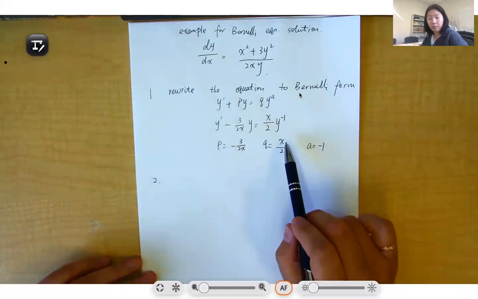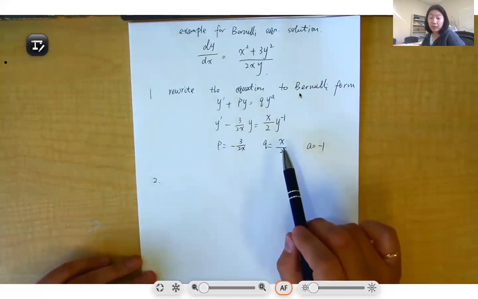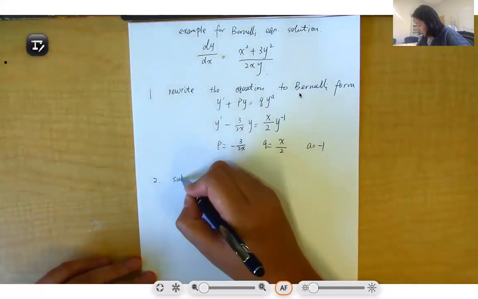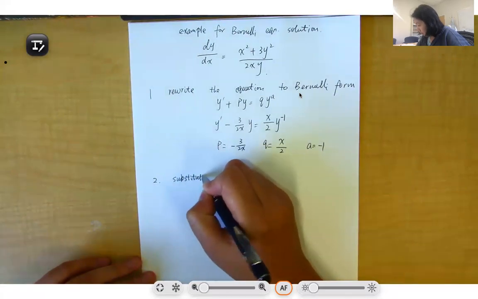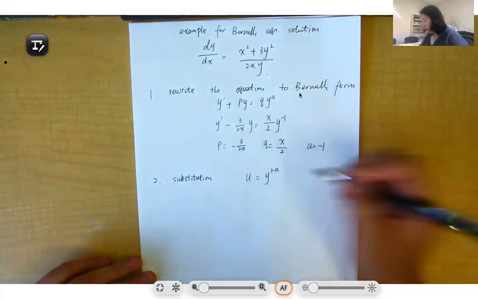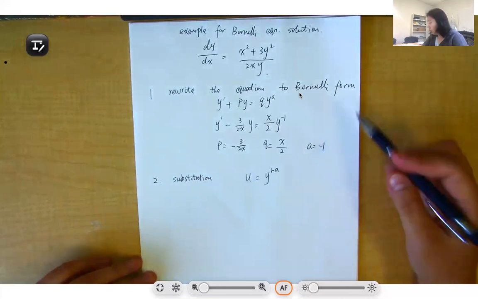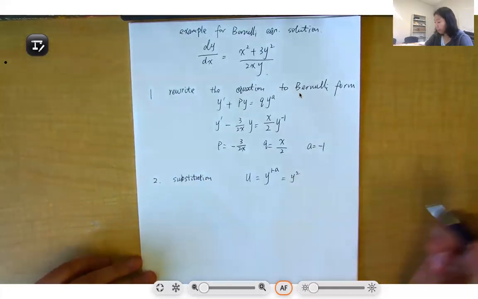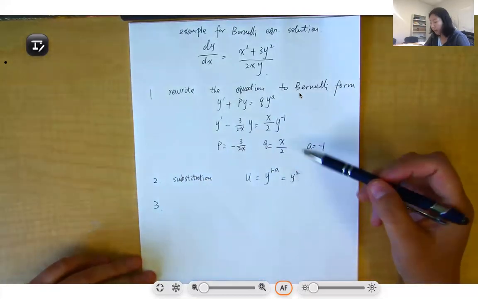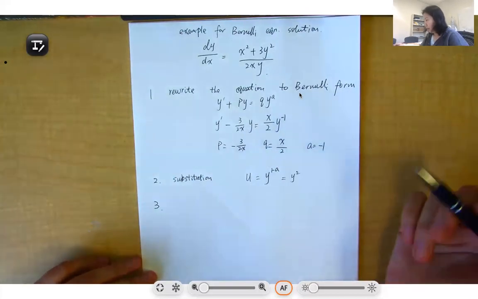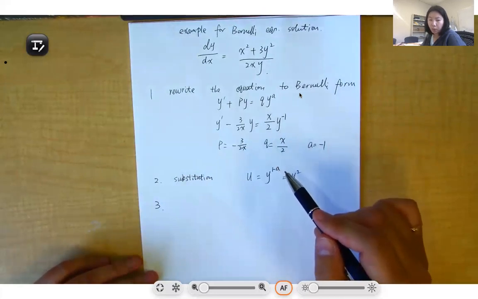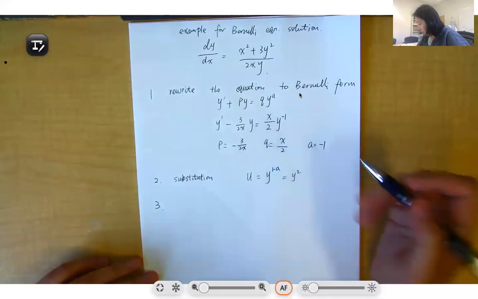We will solve it, going from the nonlinear part to the linear part, using substitution. So we will substitute u equals y to the power of 1 minus a. And our a is minus 1, so our u will be y squared. Okay? Then we will rewrite the nonlinear equation into a linear equation, but the function will be u of x instead of y.